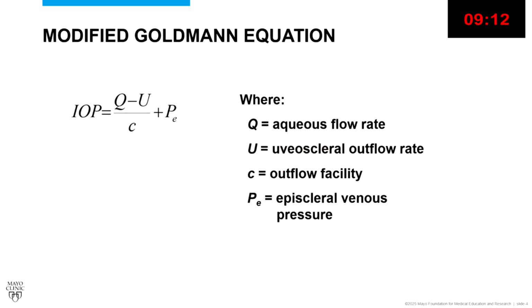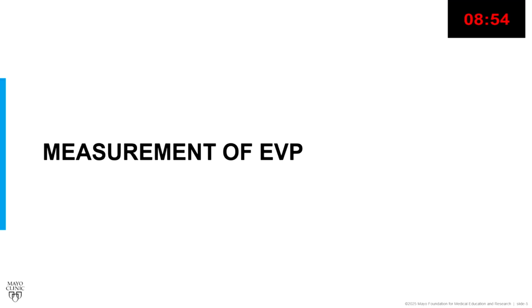That's shown clearly to us by the modified Goldmann equation, which relates intraocular pressure to the rate of aqueous humor formation, uveoscleral outflow rate, outflow facility, and episcleral venous pressure. And you can see that episcleral venous pressure stands alone there in that equation. So first, how do we measure EVP?